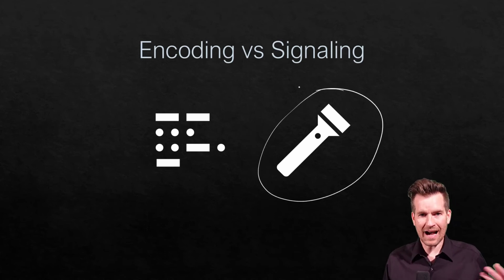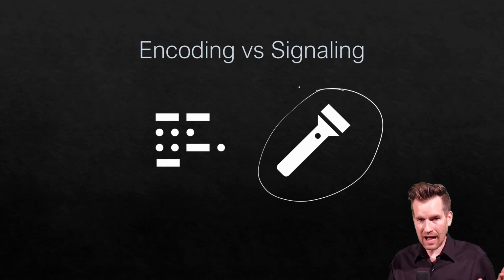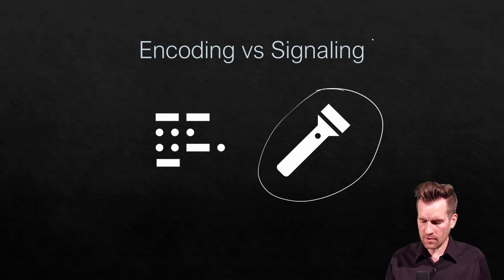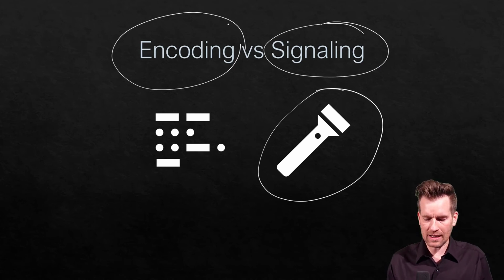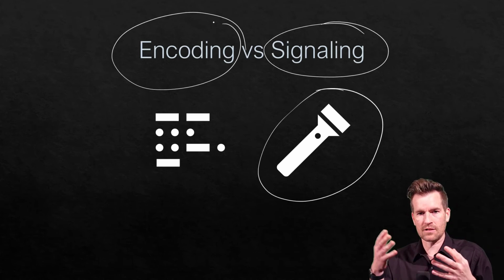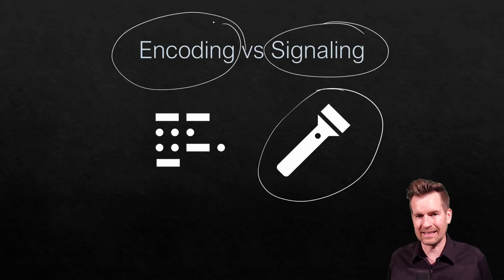And so a dot and a dash is going to be represented by an on or off of the light, or it could be represented by pulses going down a wire. So that's signaling. And then encoding is that cheat sheet that you use, that's Morse code, that defines what lettering those dots and dashes represent.